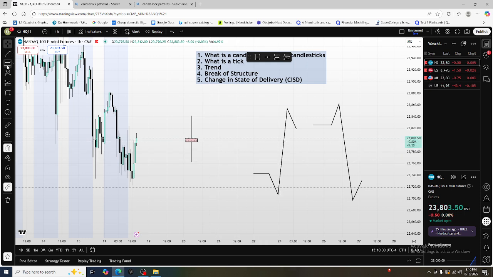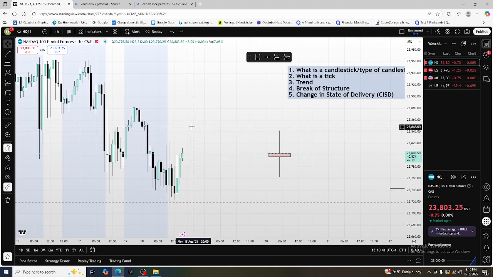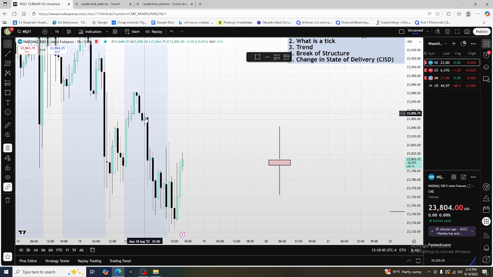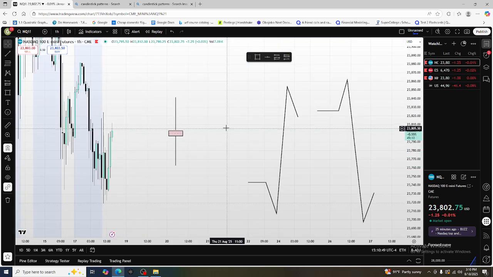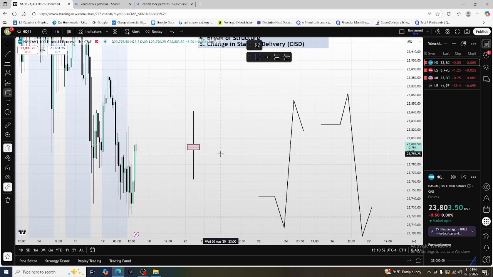Dojis are just good to know so you have some type of market analysis. For example, right here, this candle would be considered a doji. The wicks aren't too big, but still, it's a doji when you have a body that small. The other type of candle that I use a little more often is a hammer.